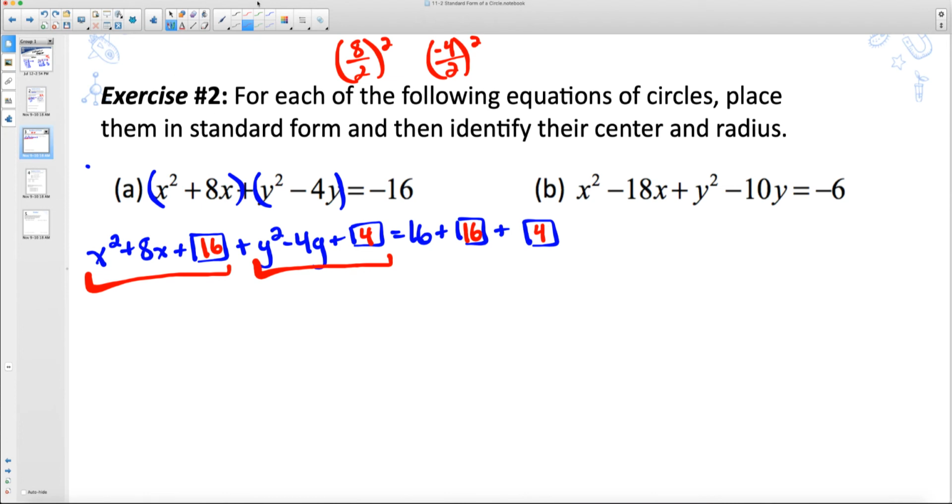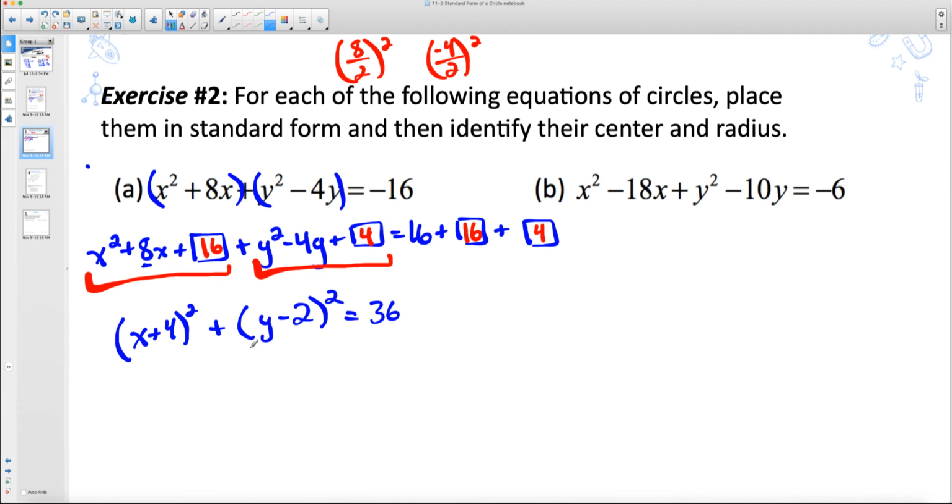Okay, now we can go ahead and factor this. What multiplies to 16, adds to 8? That's x plus 4 squared. Again, the easiest thing is just taking half of that b value. What multiplies to 4 adds to -4? Again, the easiest thing is just taking half of that b value, so -2. And then we're going to have to add this. 16 and 16 is 32, plus 4 is 36.